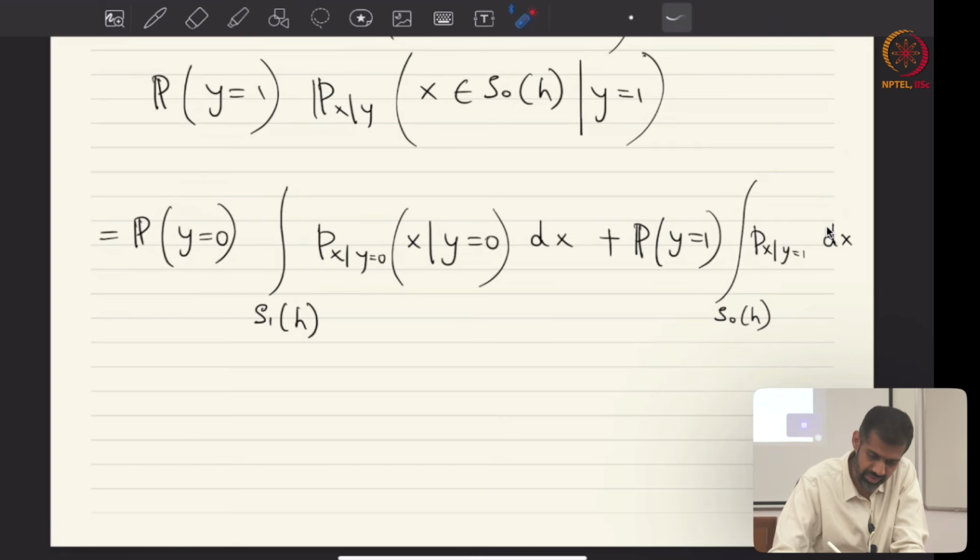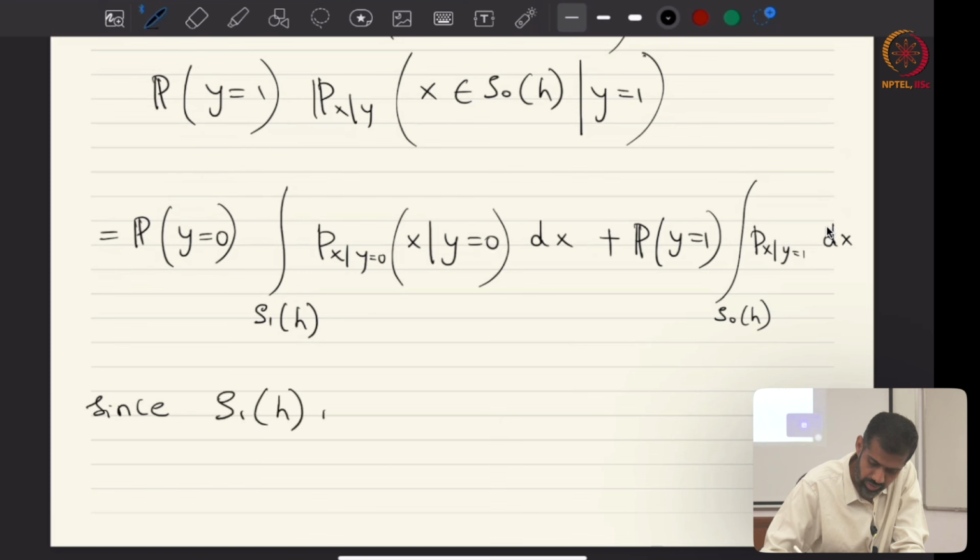So let me write that. Since S1 of h does not intersect with S0 of h, for every x in R^D, you only consider one of the two integrals.